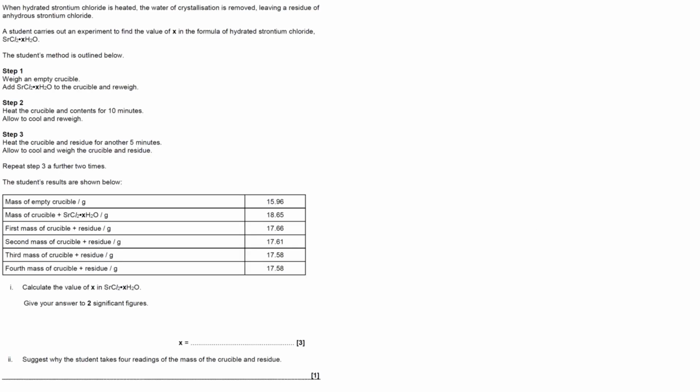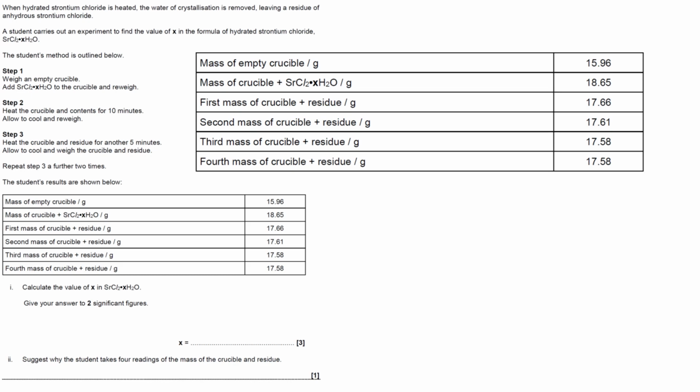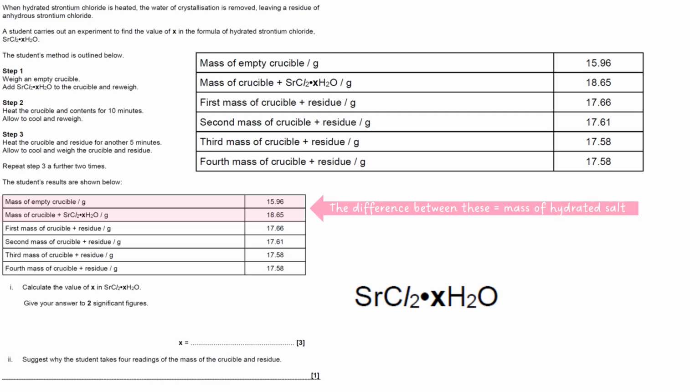It's an exam question with some data. So taking the two bits at the top where it says mass of empty crucible and mass of crucible plus the hydrated salt, which is SrCl2.XH2O, the difference between them is going to be the mass of the hydrated salt. So that gives us 2.69 grams.